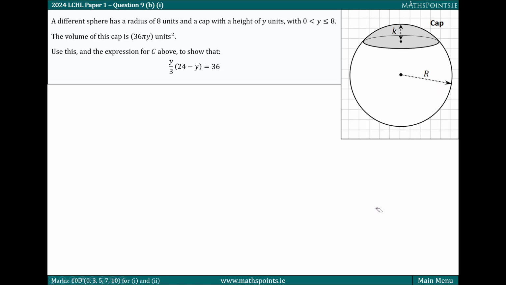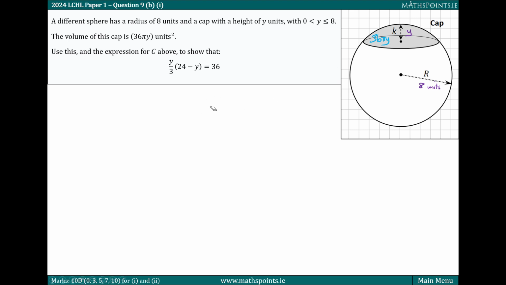Okay, the second part of the question then, we have a different sphere. It has a different size, so the radius of this sphere is 8 units, and we're not told the vertical height of the cap, so they tell us that it's y, but we don't know exactly what that is. The second part of this question asks us to actually solve an equation and find y, but we would need to be given other information, and the other information we're given is that the volume of that particular cap is 36 pi y units cubed.